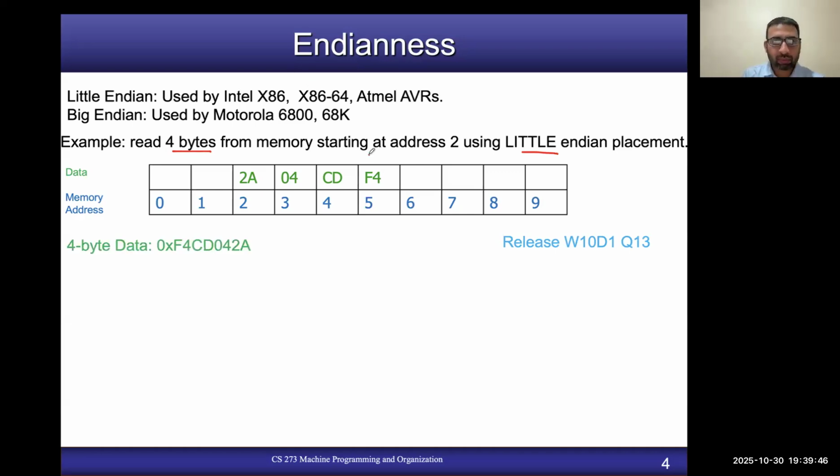Okay. So remember, we are going to read the data from memory using the little endian approach, right? If you read the data using the little endian approach, it means the data at the first address is the least significant byte. So the data we are reading from the first location is the least significant byte, then the next one makes the next byte, 04. After that, the value at address 4 is the next byte, and the value at the last address, 5, makes the most significant byte, F4, right?